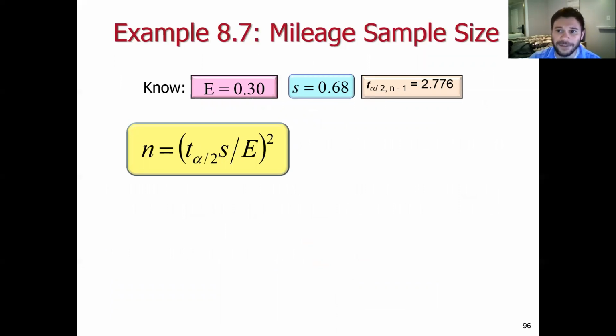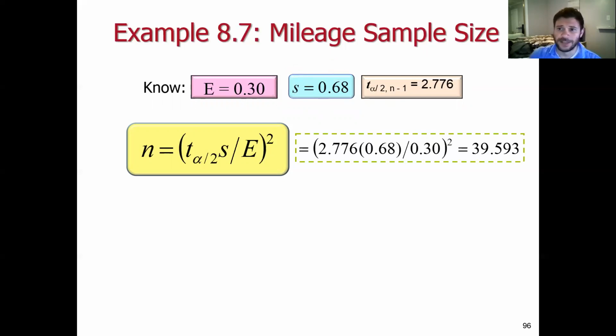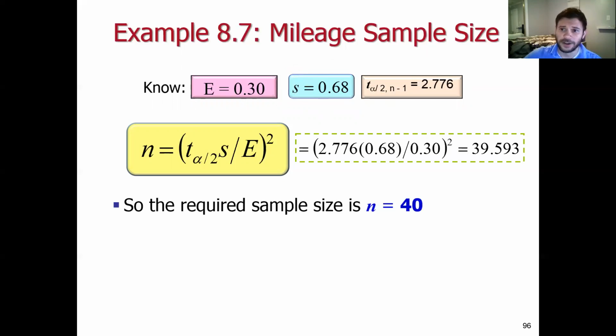So once we have that information from our pilot sample, what do we get from the pilot sample? We got the sample standard deviation. Now we can plug and chug, and we can reverse engineer that sample size, and we get a value of 39.593. And again, our rule of thumb is we always round up to make sure that we are no larger than our required margin of error. And this tells us that the required sample size is 40 observations. We need to sample 40 observations.